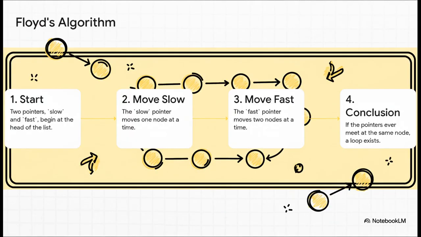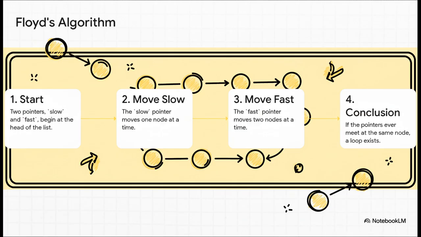The answer is so clever. It's an algorithm called Floyd's cycle finding algorithm, but everyone calls it the tortoise and the hare for a reason. Here's what you do. You create two pointers, and they both start at the very beginning of the list. You've got your slow pointer, the tortoise, who just plods along, moving one node at a time.